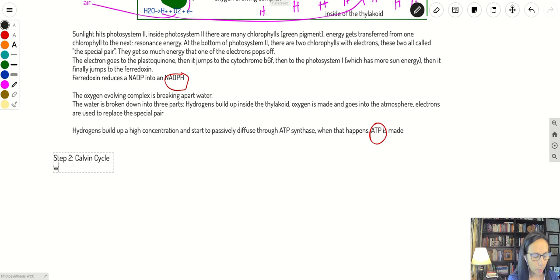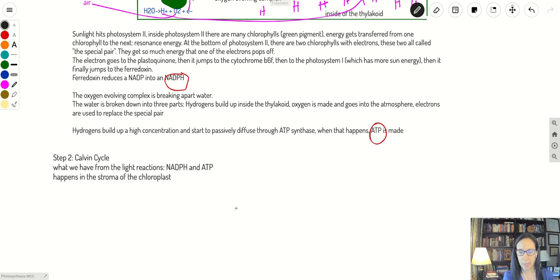What we have right now from the light reactions is NADPH and ATP, both energy-rich molecules that are going to be used to drive the Calvin cycle. The energy that was used to drive the light reactions is sunlight, and that's why they're called light reactions. Now we have NADPH and ATP to drive this Calvin cycle, and the Calvin cycle happens in the stroma of the chloroplast.